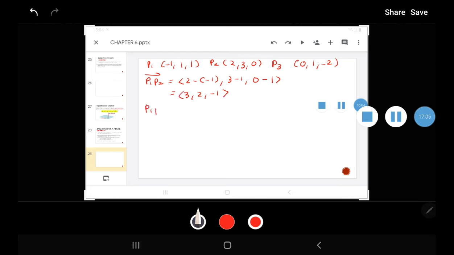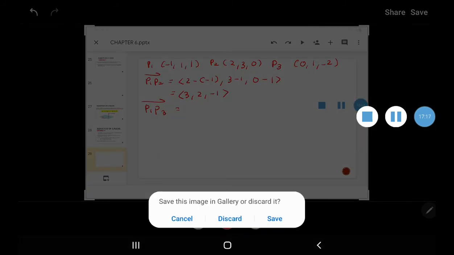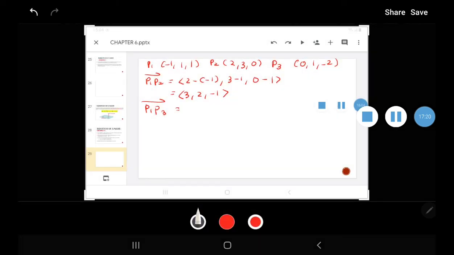Whereas for P1 and P3, you can let any number, it can be P2, P3, however I choose, because that's my choice. So P1, P3 it is 0. So P3 minus P1 is 0 minus negative 1, 1 minus 1, and minus 2 minus 1, which gives you 1, 0 and minus 3. Okay, so now we know the vector.